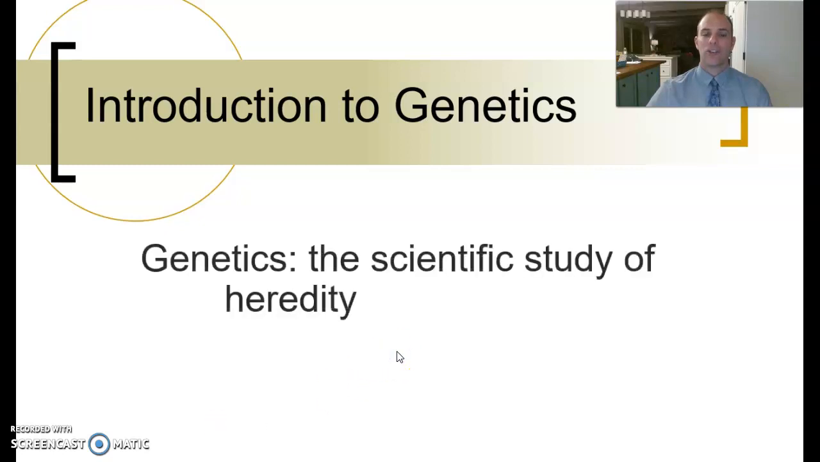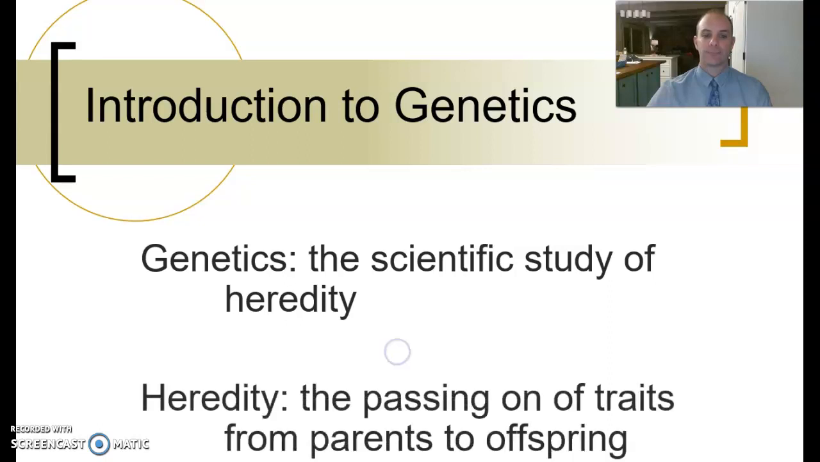Okay, first, genetics is the scientific study of heredity. Remember, heredity is things being passed down from parent to offspring. It includes lots of different traits, hair color, eye color, stuff like that. Heredity, the passing of traits from parents to offspring, like I said, will be documented throughout this unit of genetics. We'll tell you how we do it.